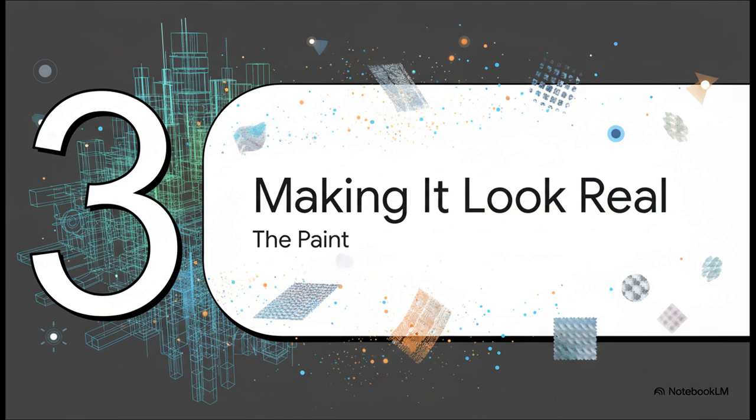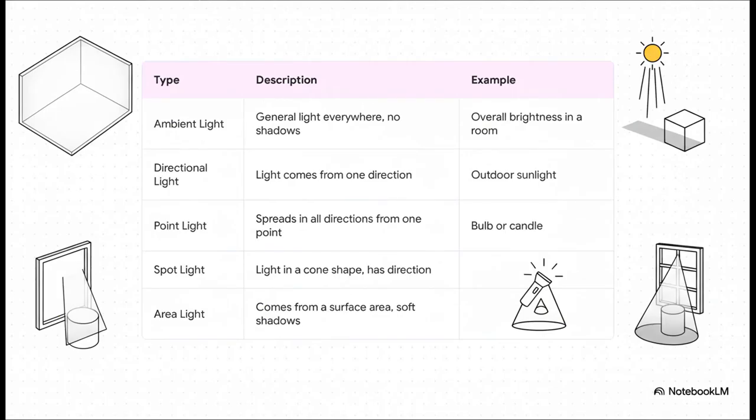This is what gives an object its realism, its color, and its character. I'm telling you, lighting is what sells the reality of a scene. This table here shows the artist's lighting kit.